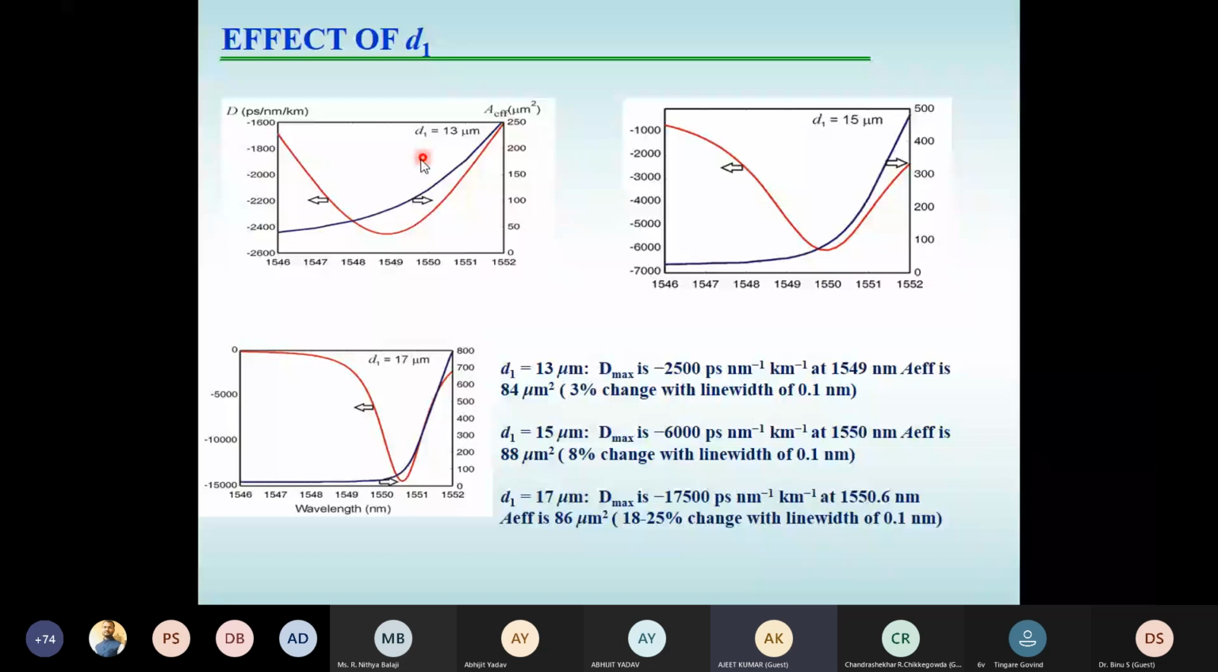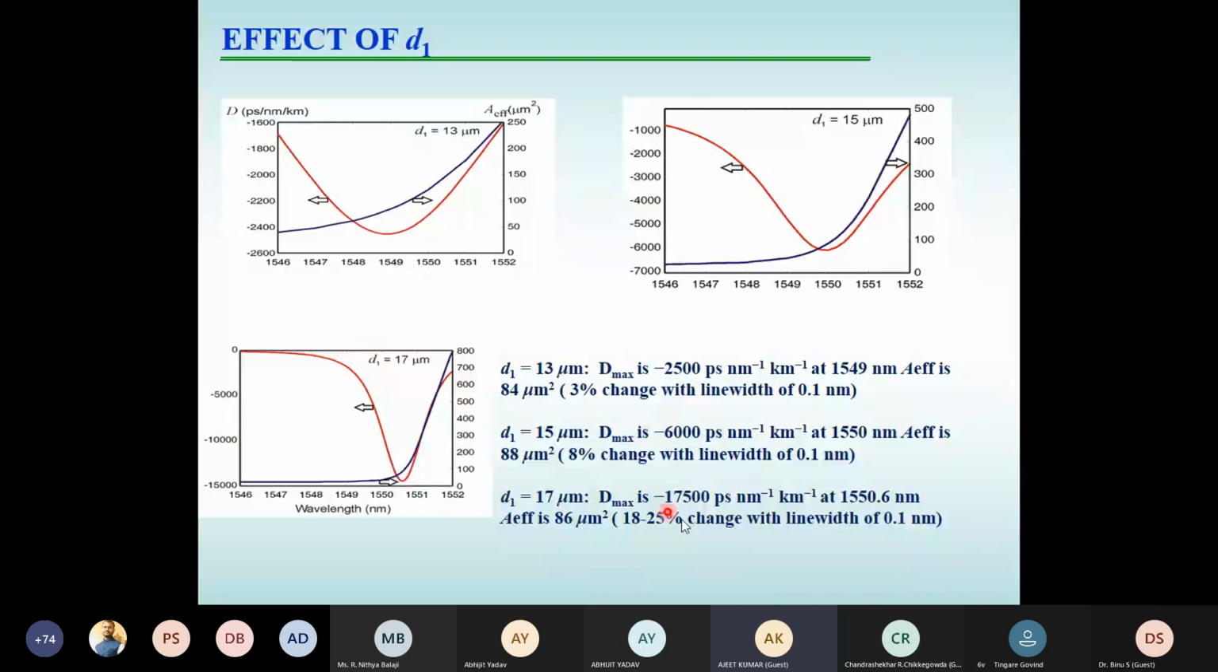For d1 equal to 13 micron, D max is around minus 2500, and the A effective comes to be 84. For d1 equal to 15 micron, your D max comes to minus 6,000. If you take d1 equal to 17 micron, you can get D max equal to minus 17,000.